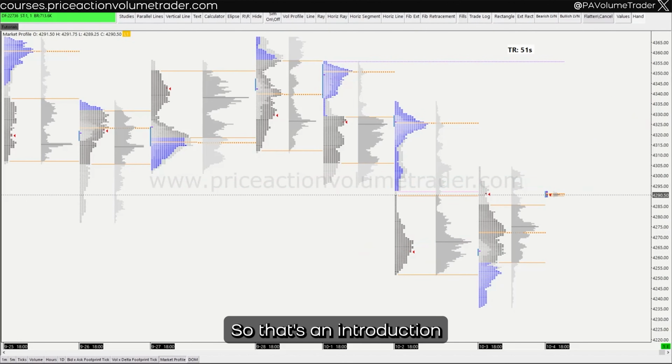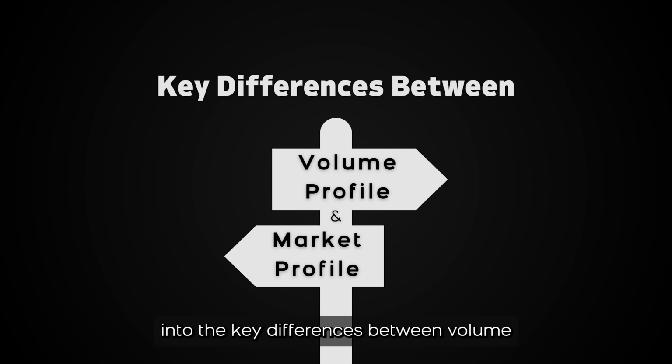Okay, so that's an introduction into the key differences between volume profile and market profile.